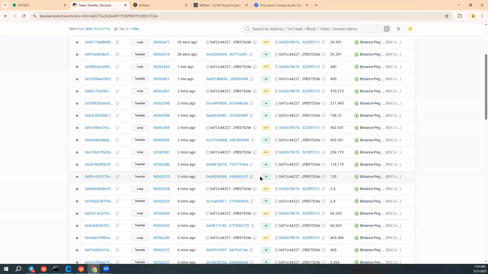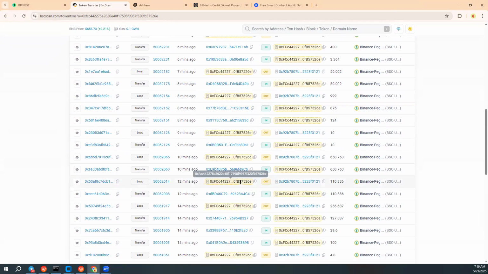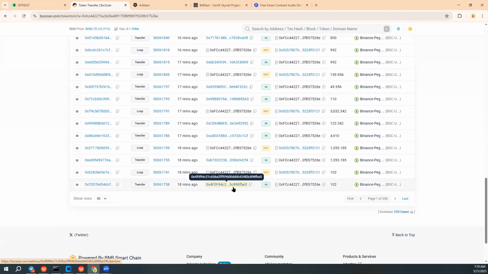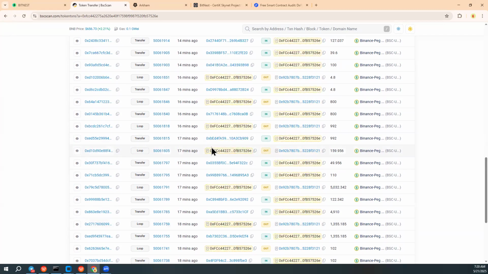There is no way that people can manipulate it. Funds go into the loop, and the loop transfers them to PancakeSwap. You can see here is 1,355. The funds come into the loop and the loop sends them to PancakeSwap. The whole process is the same because it is controlled by the code, by the robot, by the smart contract.